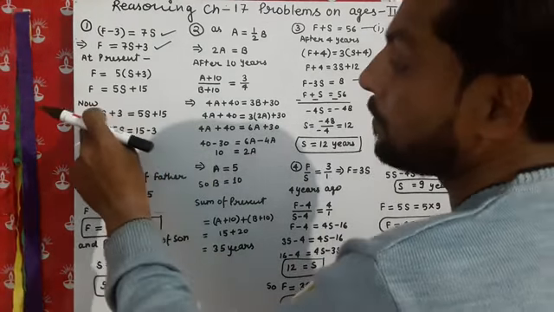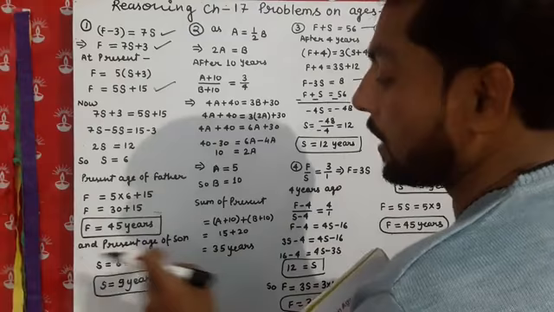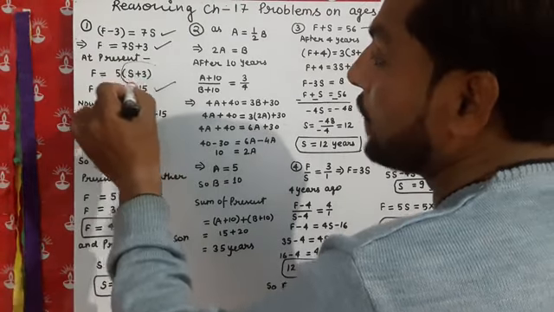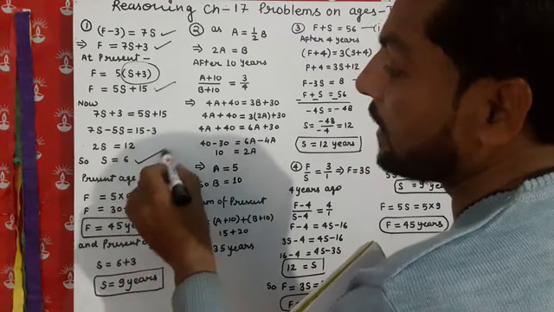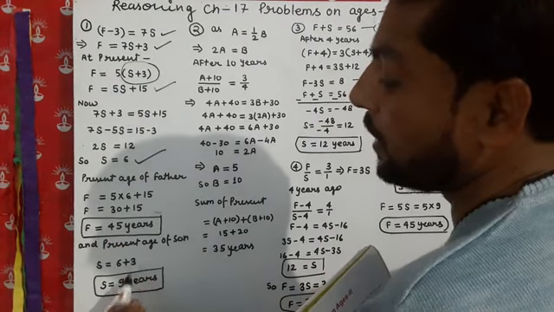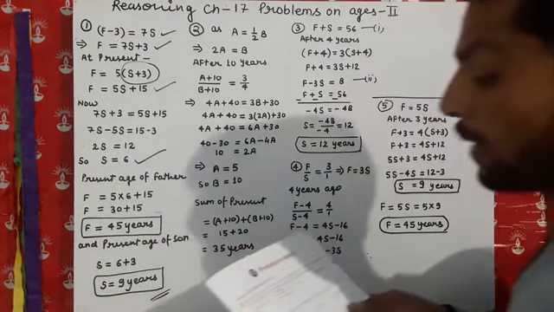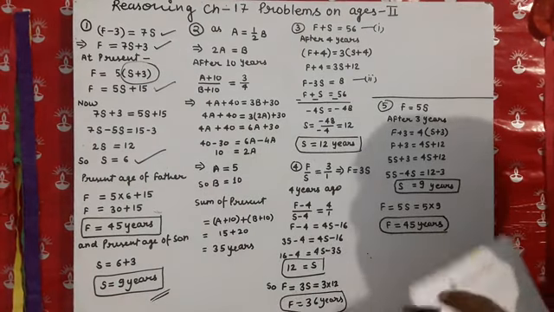Now the present age of the father is given from this equation. So f is equal to 5 into 6, where 6 is the value of s, plus 15. So it becomes 30 plus 15, that means 45 years. And the question also asks about the present age of the son. The present age of the son we have taken as s plus 3. So as s is equal to 6, 6 plus 3 equals 9. So the age of the son becomes 9 years.